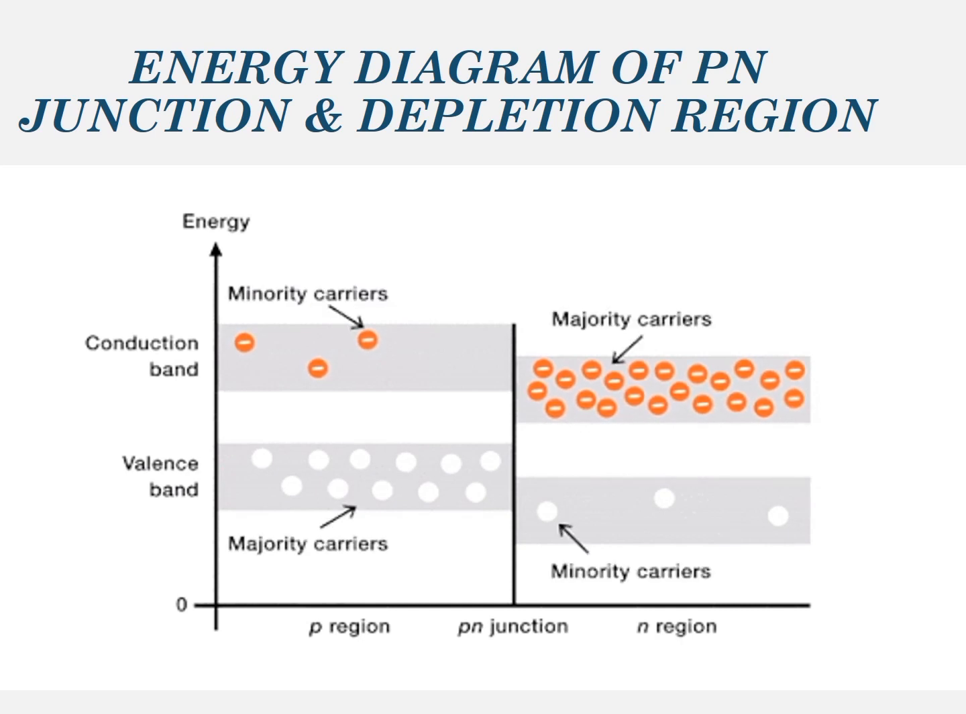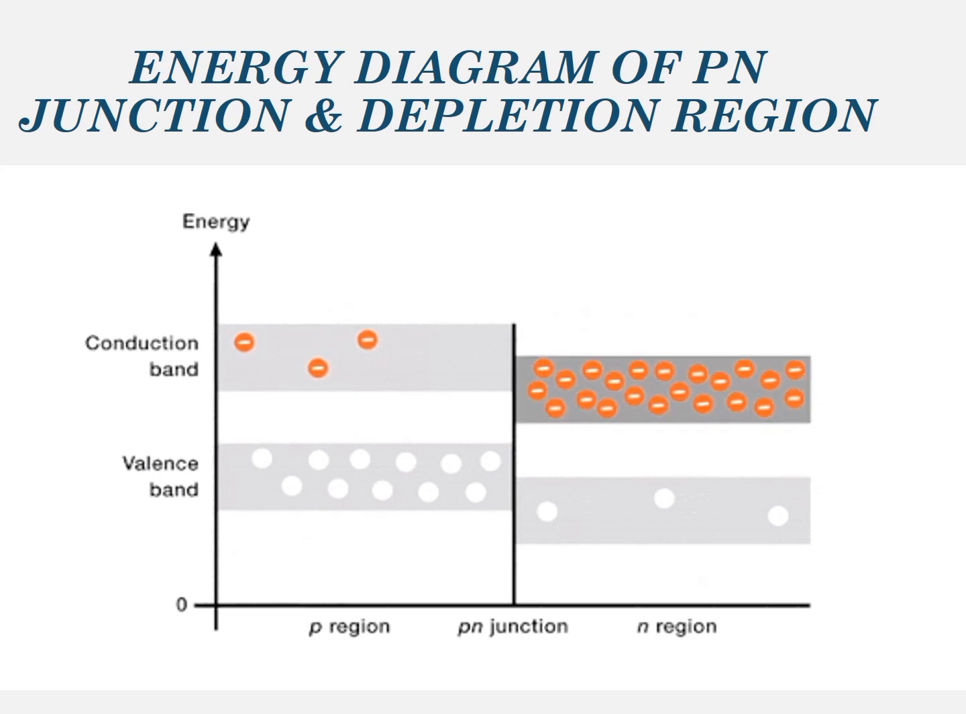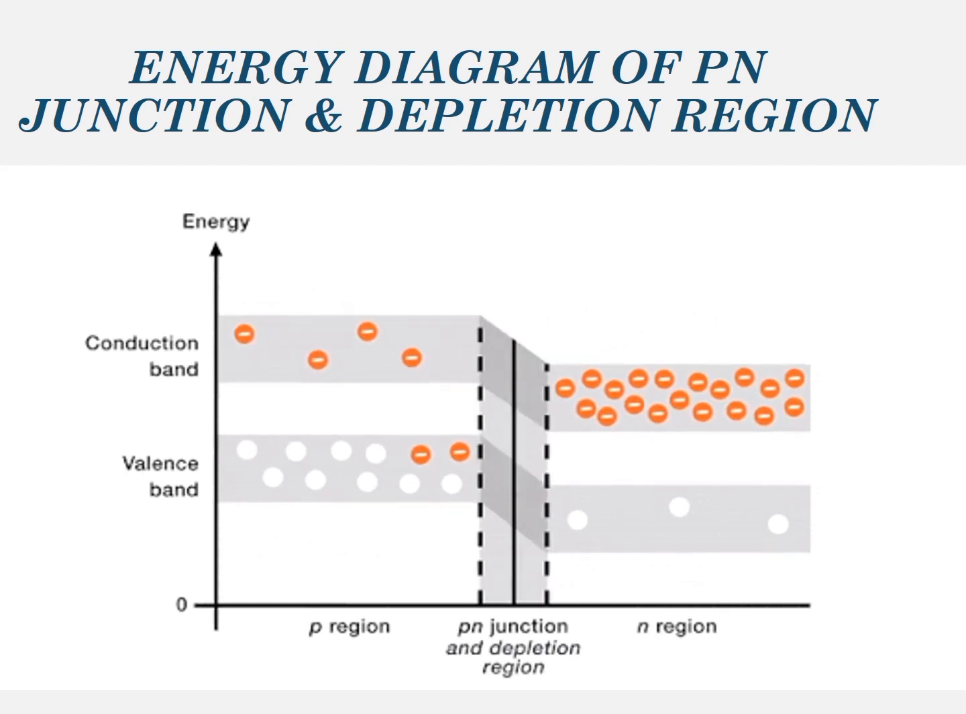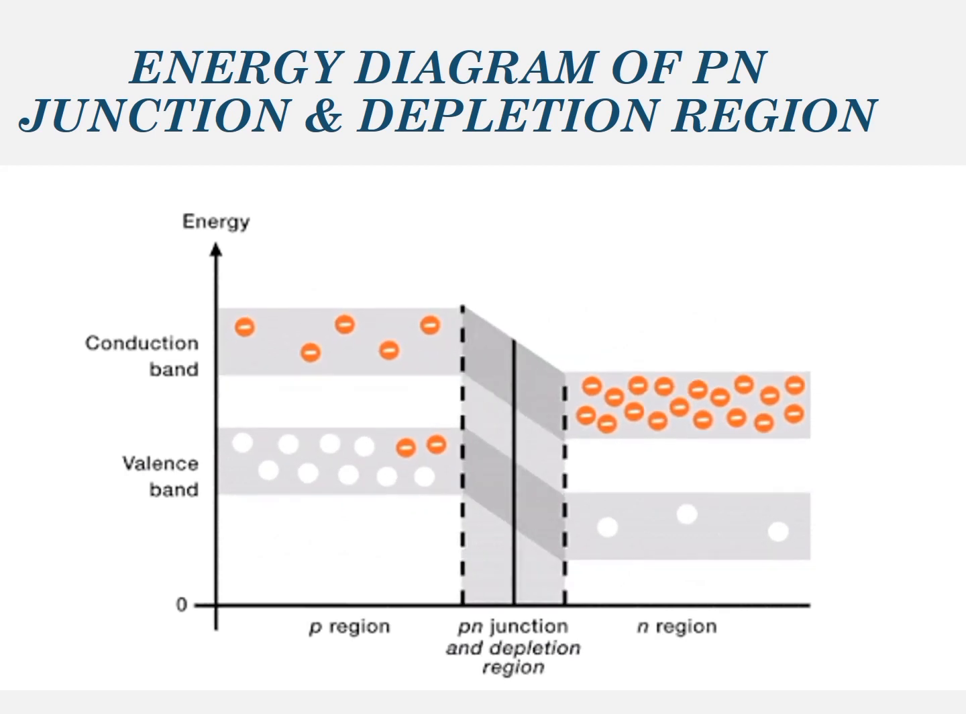Now look at it again to make it more clear. When these free electrons diffuse across the junction and they enter the conduction band in p region, they lose their energy and fall into holes in the valence band in p region. As a result, depletion region is formed.